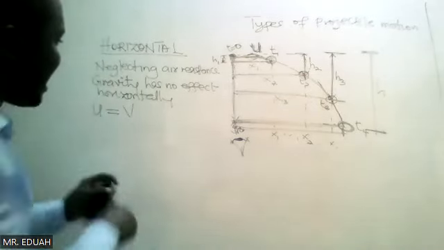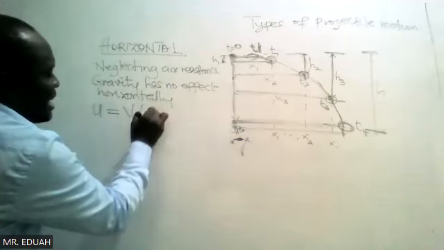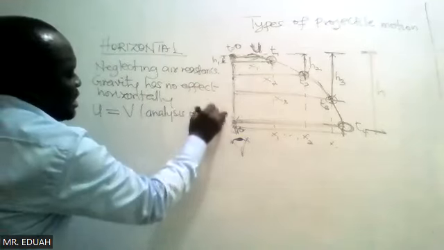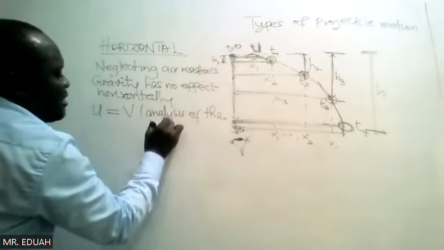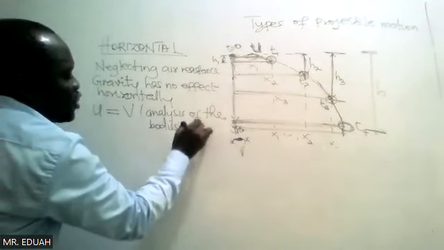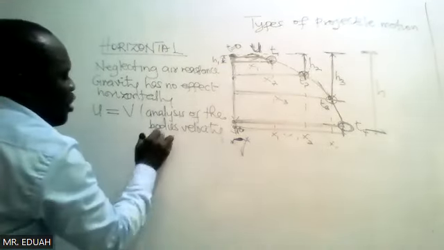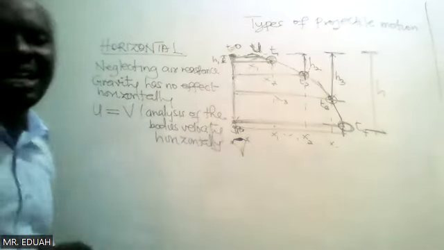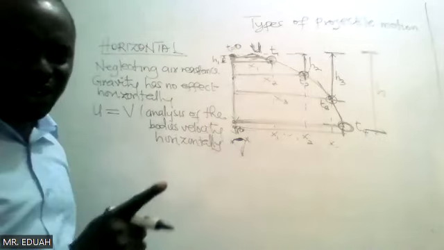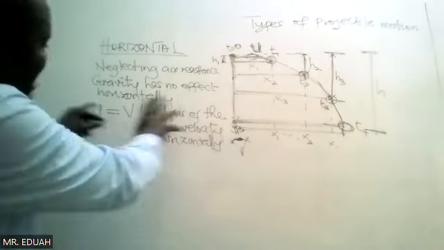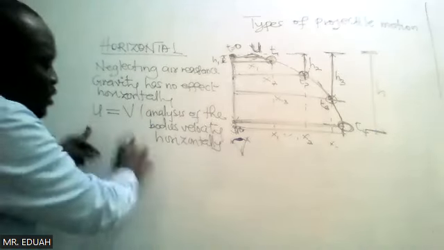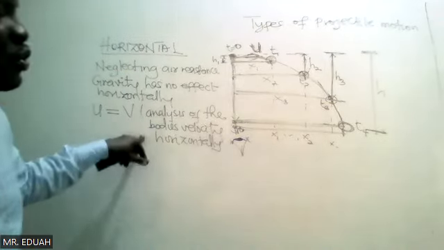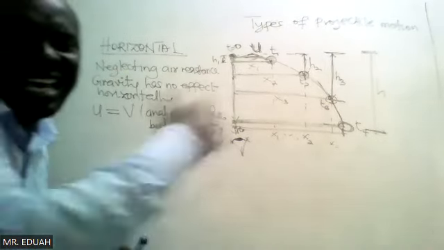So this is the analysis of the body's velocity horizontally. I'm saying horizontally because there is a vertical analysis and there is also a horizontal analysis. So this is the analysis of the body's velocity horizontally, and that is: the initial velocity of projection u is equal to the final velocity at any time t.